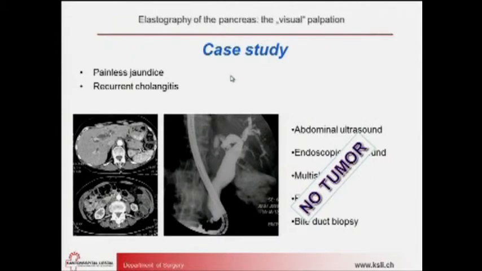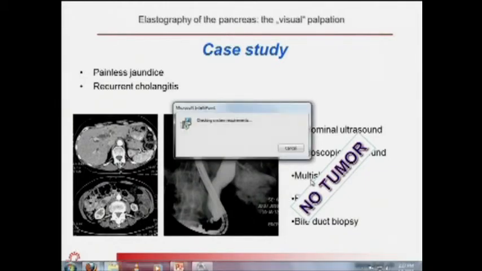In this case, we have a patient. She was first seen last year in summer, and she had a painless jaundice. She had a recurrent cholangitis, and performing an ERCP, as you see here, also a CT scan and an MRI, no tumor was seen. Also, the tumor markers were all normal. Endoscopic ultrasound was also normal, so we didn't find any tumor at all. And in November and December last year, she complained after receiving a pigtail stent.